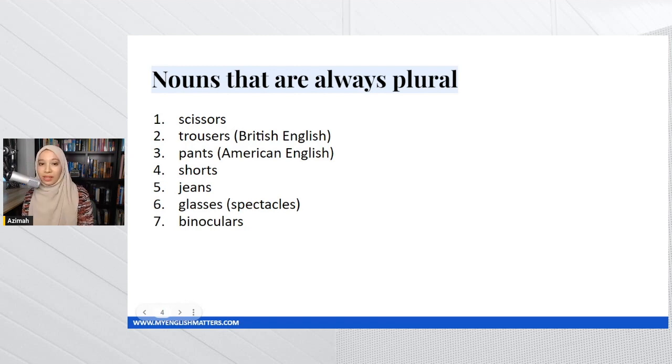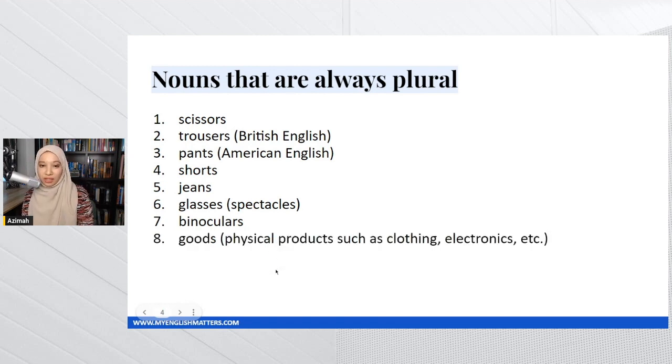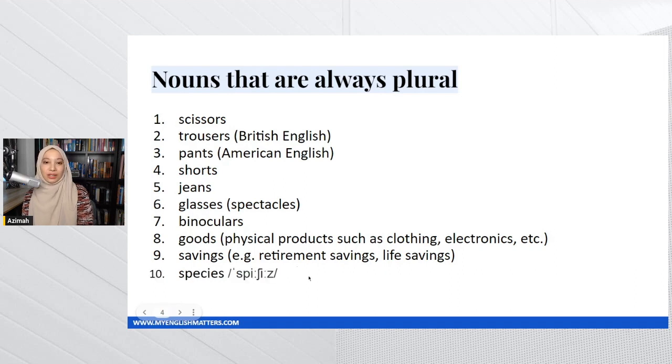Same thing with binoculars. Goods, when I mean goods, I mean physical products such as clothing, goods, electronics. And savings, like retirement savings and life savings. And this word is quite difficult to say. Species, that comes with an S as well, though you say it with the Z sound, species. So be careful with these words. These words are always plural.